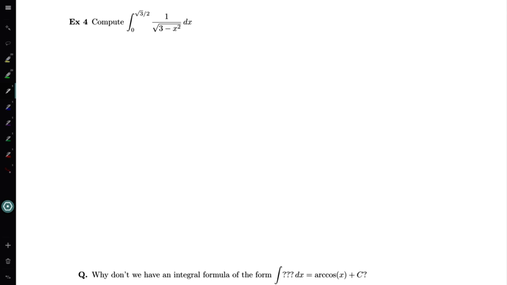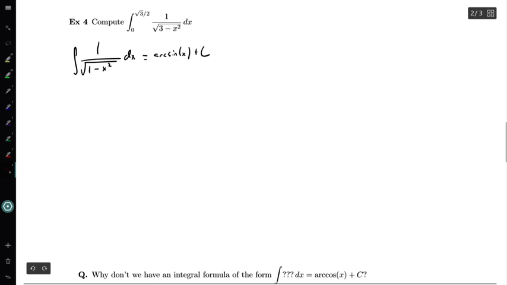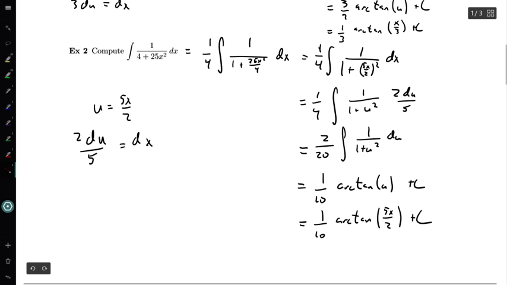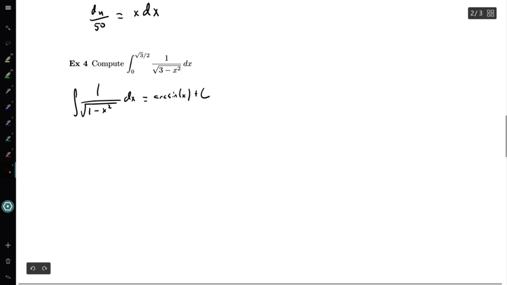So we maybe notice that this looks similar to the integral formula which we have, which says that the integral of 1 over root 1 minus x squared dx equals arcsine of x plus c. So here the primary difference is whether or not we have this 1 or this 3 as the constant term here. And we're going to deal with this 3 the same way that we dealt with it in example number 2, the same way that we dealt with this 4. We're going to factor it out of the denominator, and we're going to then pull it out of the integral.